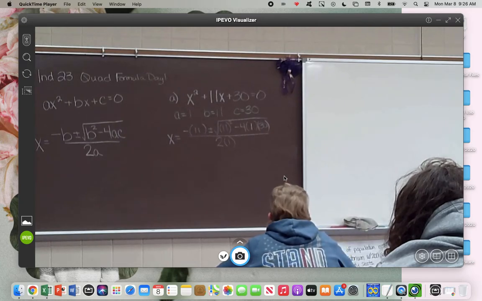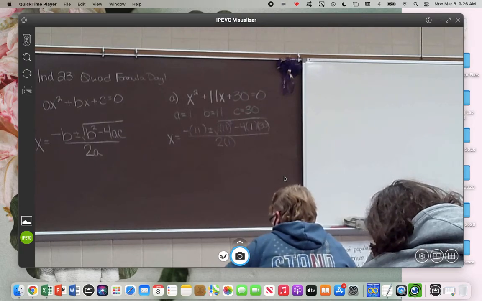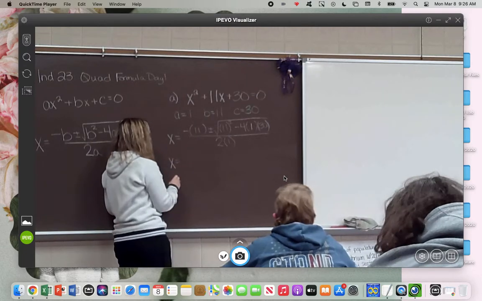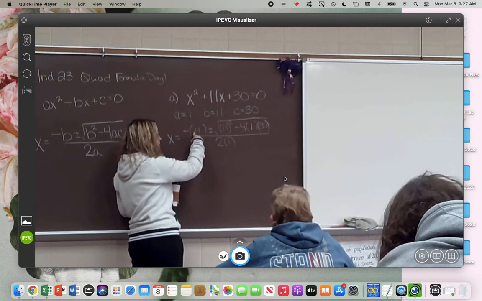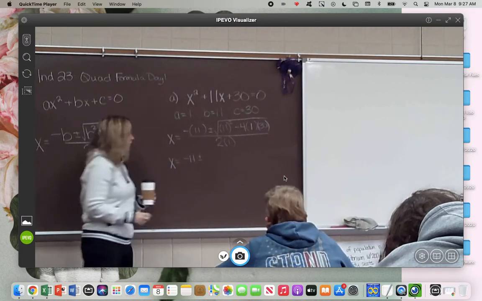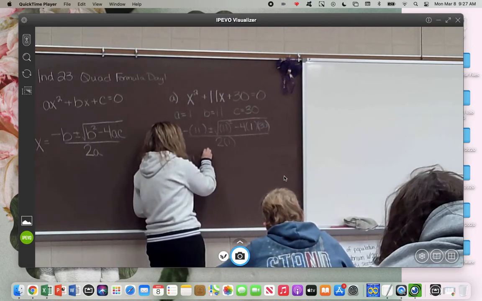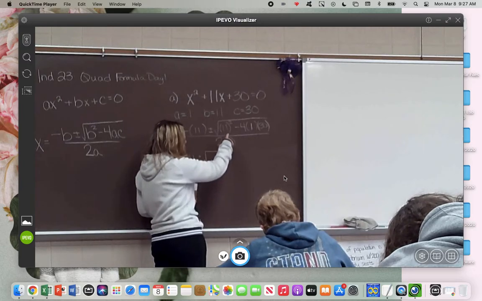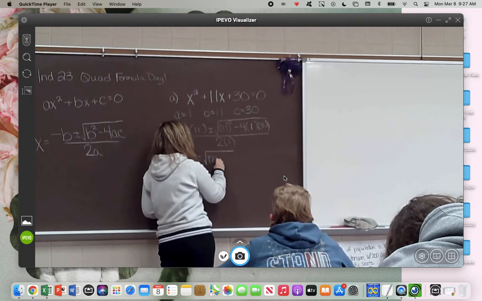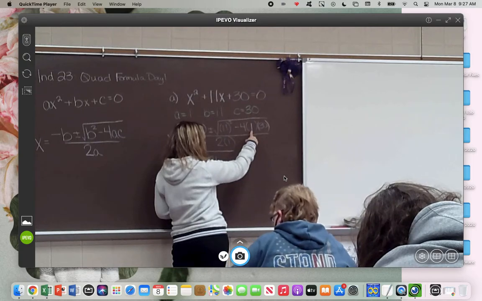And now we're going to simplify. So you guys have your calculators, and we are going to simplify here. All right, so negative 11 is just negative 11. We've got our plus or minus. Now, inside the square root, we've got to simplify that first. So you guys tell me, what is 11 squared? 121. Now, what is negative 4 times 1 times 30?